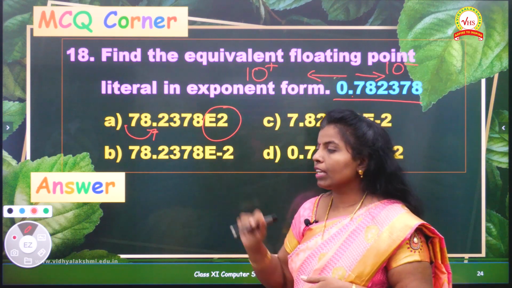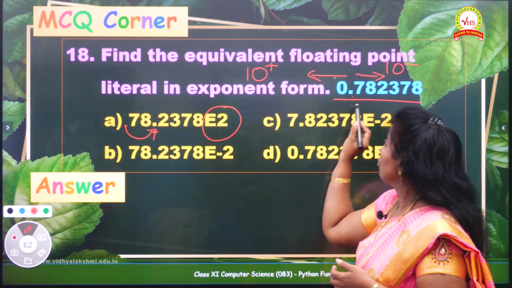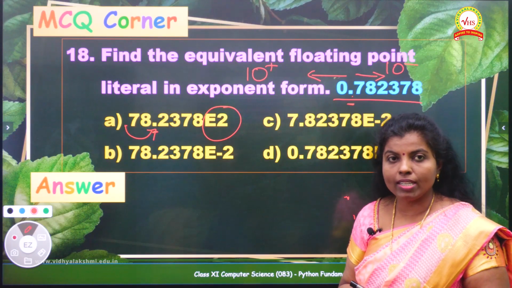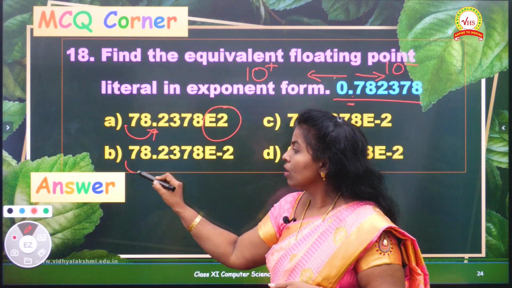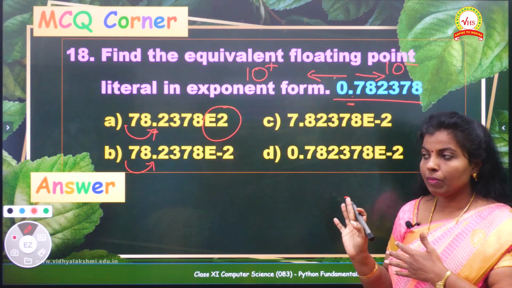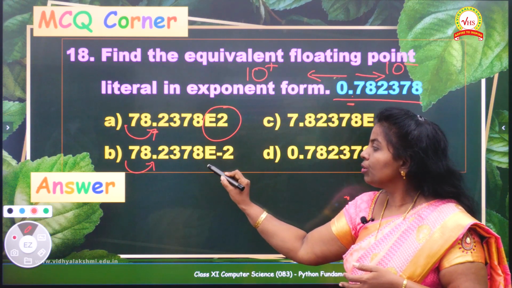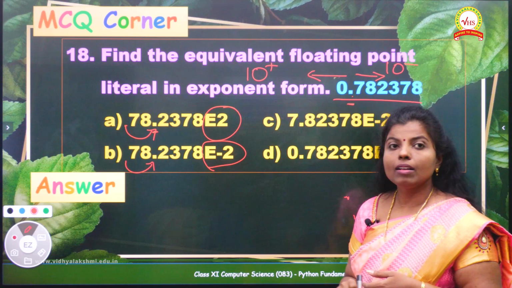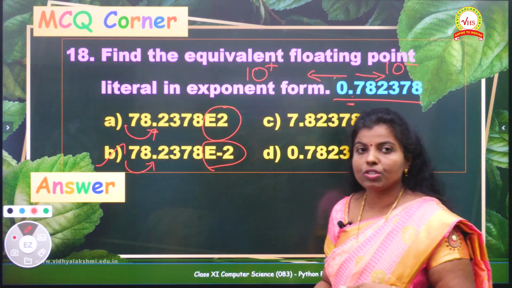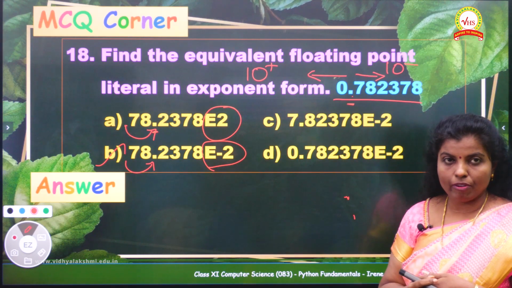And if you see the next option, 78.237 is given. In this also, from the original place where the decimal point is, 2 digits, the decimal point has been moved towards the right direction. So as it has been moved toward the right direction, here 2 digits in negative powers have been represented. So this is going to be the correct option. So this number and this number are going to be the equivalent one.